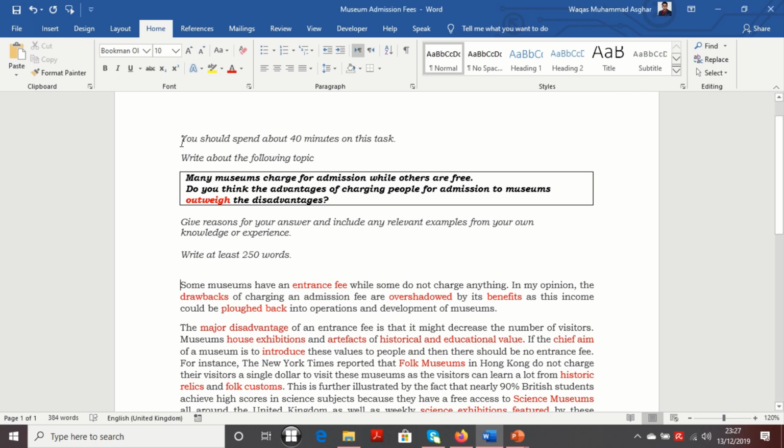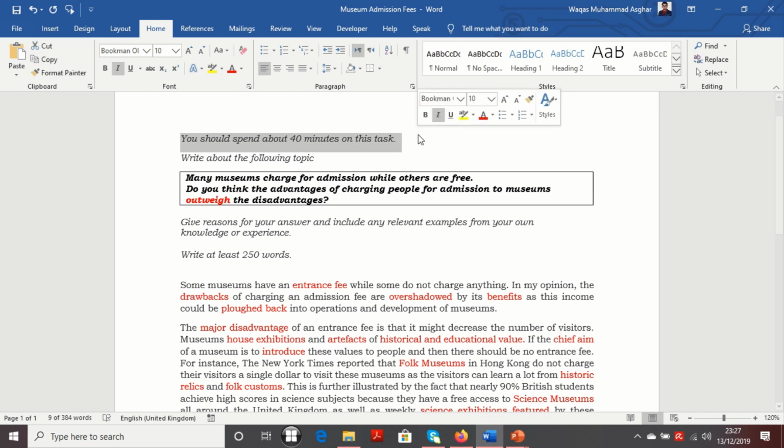You should spend about 40 minutes on these tasks. This is an advisory statement from an examiner. Suppose you start part 2 before part 1, then in that case you shouldn't spend more than 40 minutes, because if you do, you won't have enough time to complete your part 1. So you won't be able to get band 7 in writing.